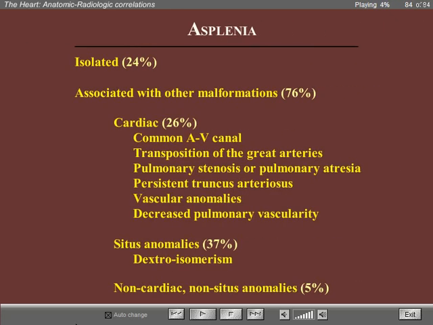This is the asplenia syndrome, which has an incidence as an isolated anomaly of 24%. Associated malformations are seen in 76% of patients, and cardiac are 26%, the most common being a common AV canal, transposition of the great arteries, pulmonic stenosis or pulmonary atresia, persistent truncus arteriosus, vascular anomalies and decreased pulmonary vascularity. Situs anomalies have been described in 37%, and they usually consist of dextroisomerism. And non-cardiac, non-situs anomalies are seen in about 5% of patients.